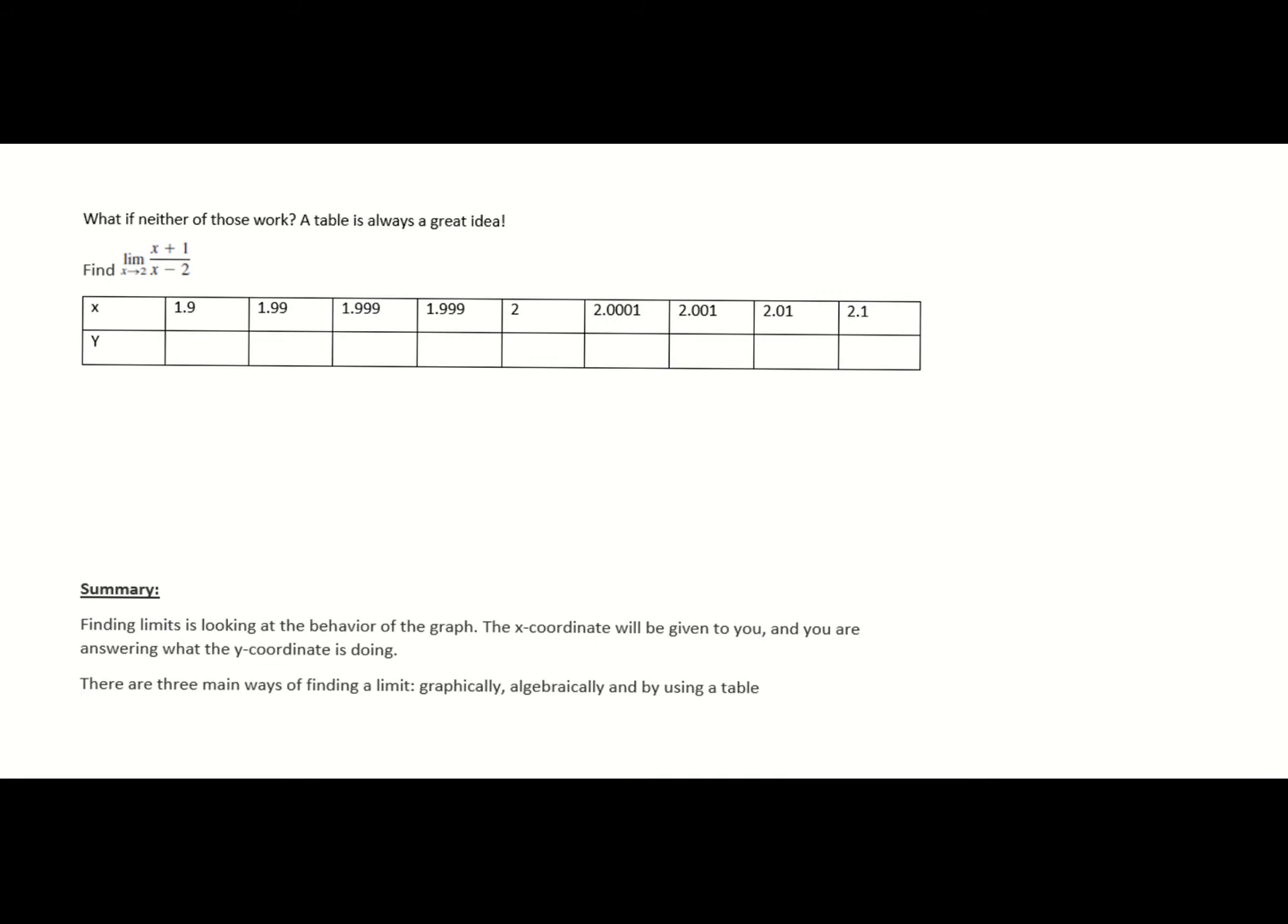So what we have here is, if you take a look, I take some x's from the left of 2, and then I took some x's from the right of 2. So the notation that we're used to here is that this would be the limit as x approaches 2 from the left, and this would be the limit as x approaches 2 from the right of our function, x plus 1 over x minus 2.